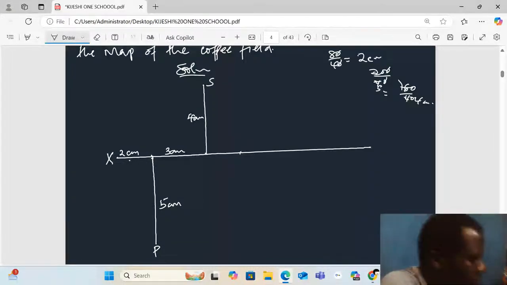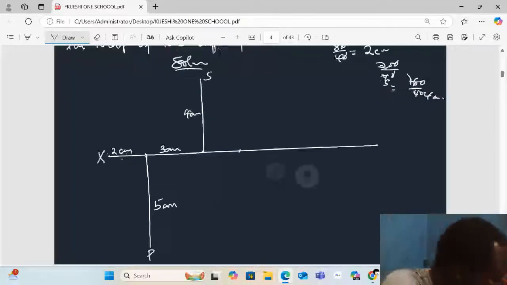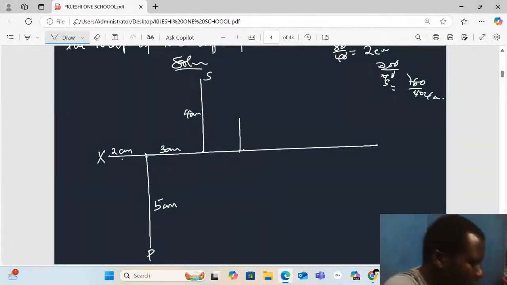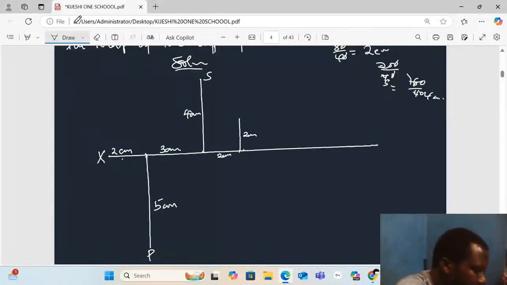There. Then we move, that is 80. We're going 2 centimeters, then 2 centimeters. Shall have it there. So this is 2 centimeters, then 2 centimeters. Now this is now our point R.